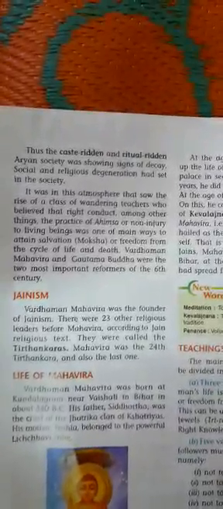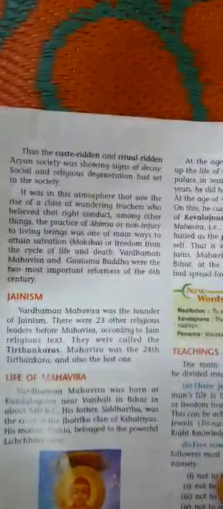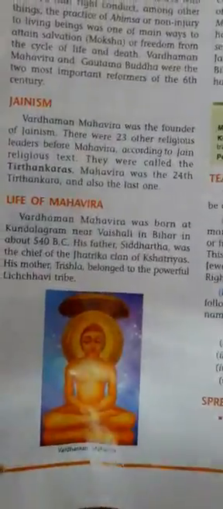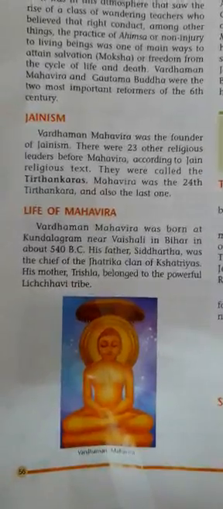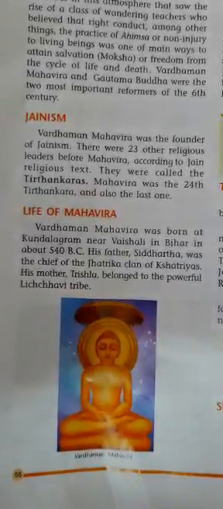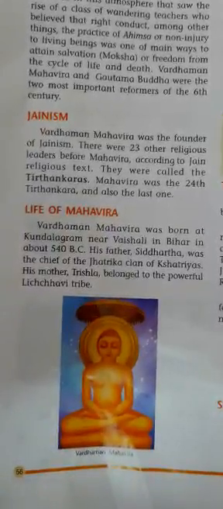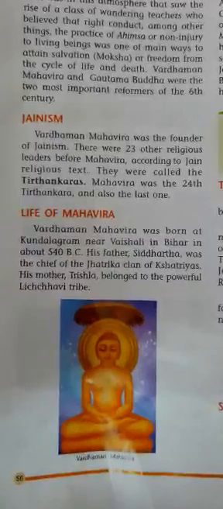This caste-ridden, ritual-ridden Aryan society showed signs of decline in social and religious life. In this time a new religion arose, that is, Jainism and Buddhism. First we'll see about Jainism. In Jainism, Vardhaman Mahavira was the founder of Jainism and he was the 24th Tirthankara. Before him there were 23 Tirthankaras.